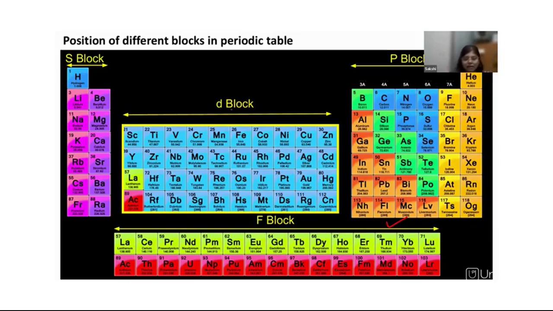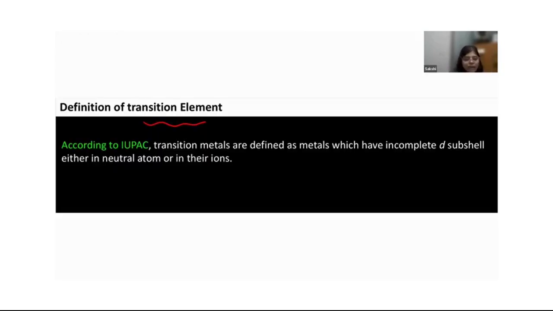Let us understand. Transition elements are elements which have an incomplete D subshell, either in their neutral atoms or in their ions. They should have an incomplete D subshell. So what do I mean by D subshell? For this chapter, you have to know how to write the electronic configuration. So first you need to learn that from class 11th, chapter 2, structure of atoms. Then only you can solve this chapter.